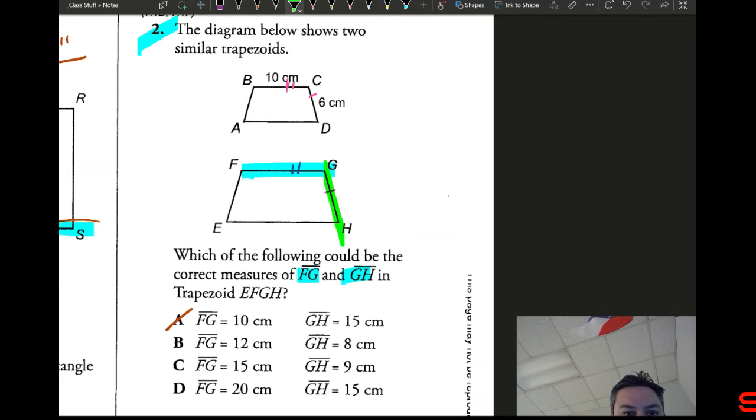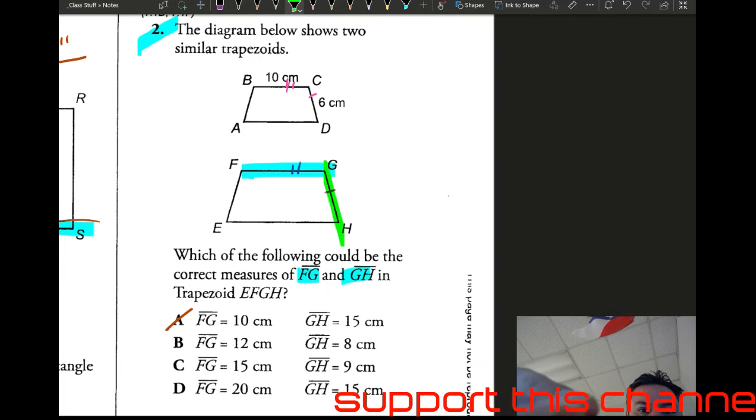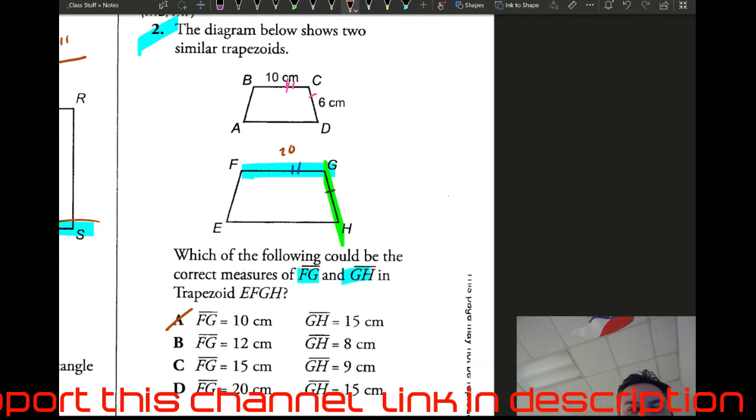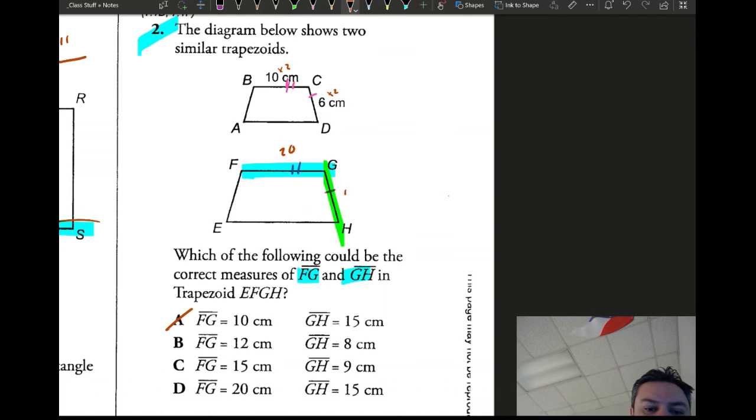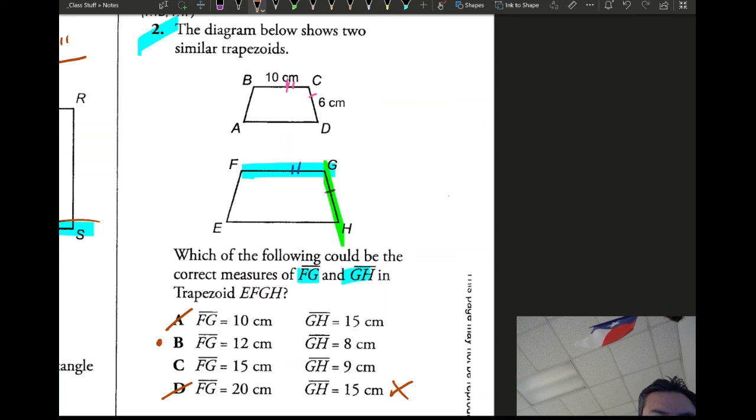So if I do 20 on FG, if I try 20, that means that I multiply this times 2, right? So if I multiply this times 2, this has to be 12. Is this 12 right here? No. So it's not D. Alright, so we gotta try another one. This is just trial and error. Let's look at B. Let's look at this one right now.